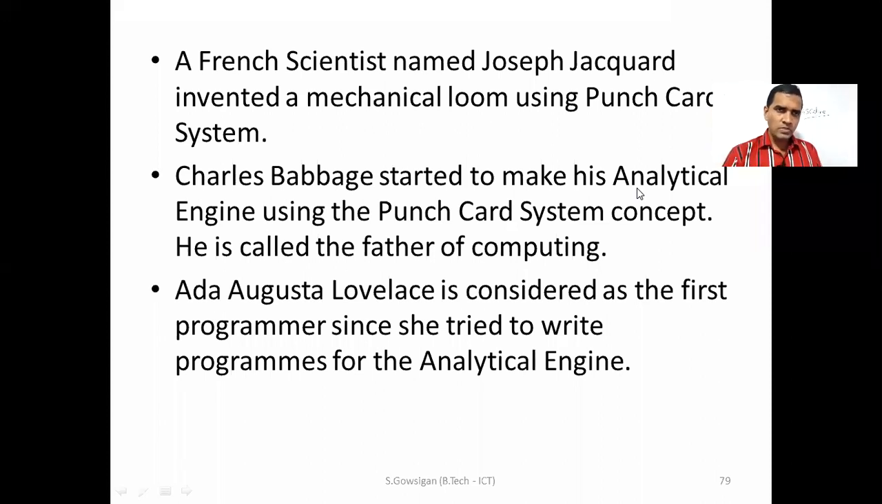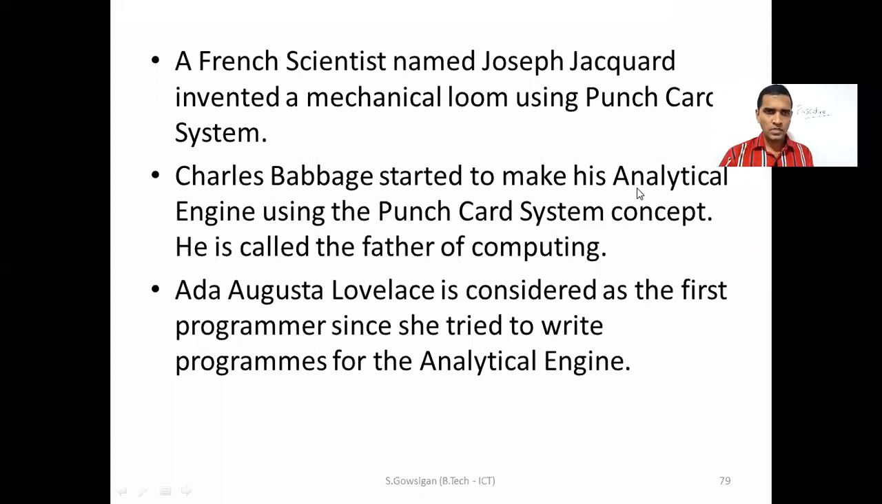So based on the punch card, this Joseph Jacquard didn't invent the punch card. The punch card was introduced by Herman Hollerith or someone, which is not in our syllabus, so I skip it. He introduced or invented the punch card. But what this Joseph Jacquard did was, he implemented, or he produced, a loom, a mechanical loom machine.